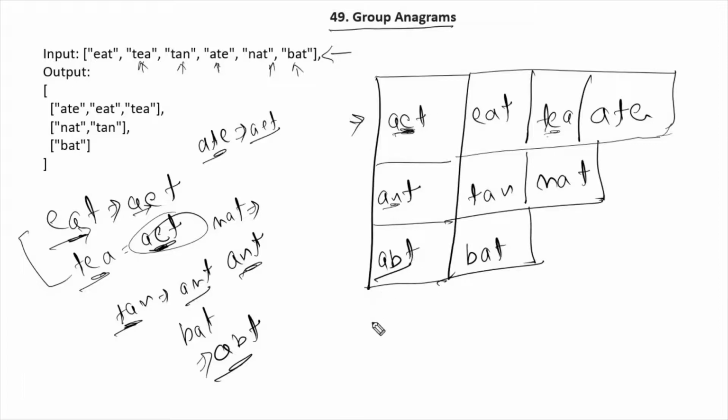So this map of vectors has stored our answer, but we can't return it as is. This is the same as the expected output but in a different order.